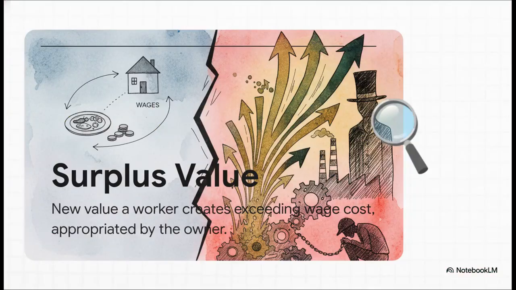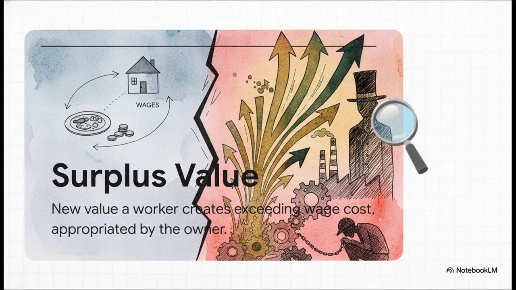To really grasp this model, we have to look closely at what actually happens during a standard working day. According to Marx's model, a worker's shift is effectively split into two distinct parts. In the very first part, the worker produces just enough value to cover their own wages, basically what it costs to keep them fed, housed, and, well, returning to work the next day. But the working day doesn't stop there, does it?